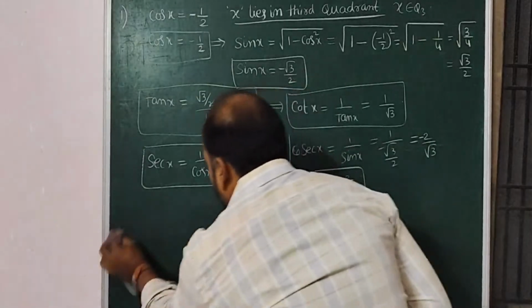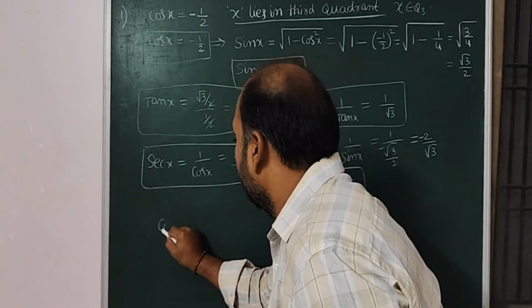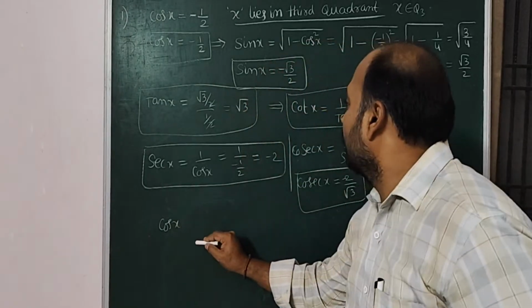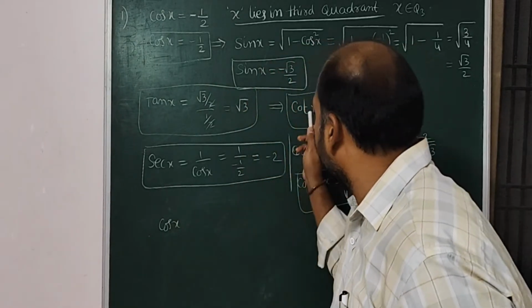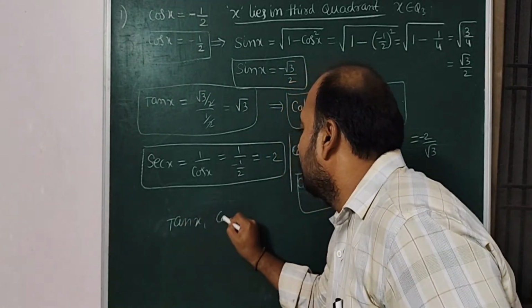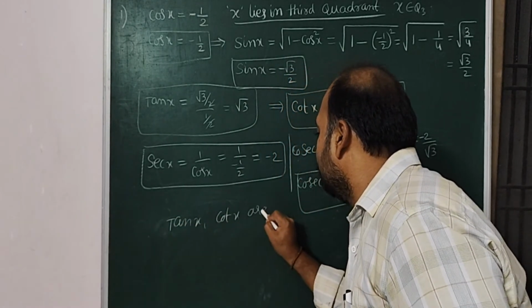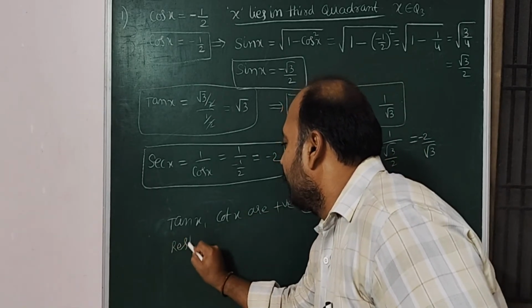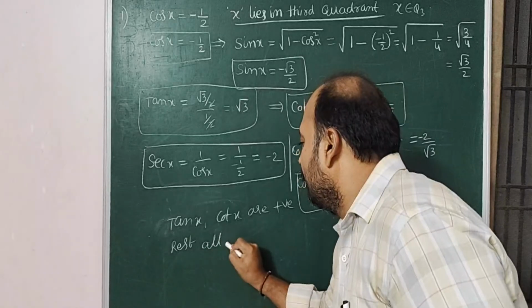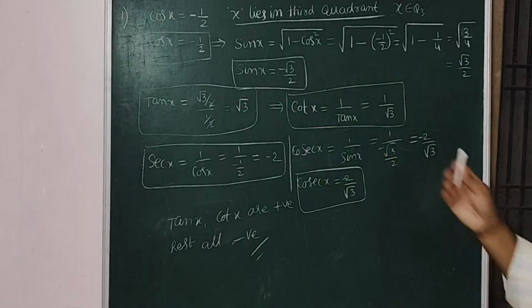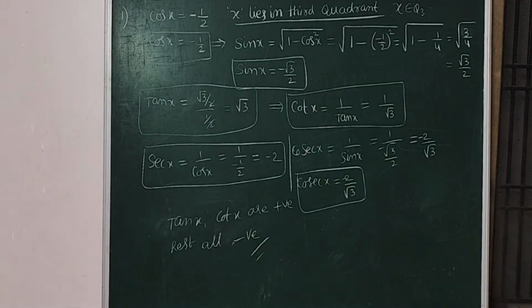So from the data, what are positive in this? Tan x and cot x are positive, and the rest are all negative. Okay, dear students, this is the way we can calculate. So the first question is over. Next we'll go for the second question.